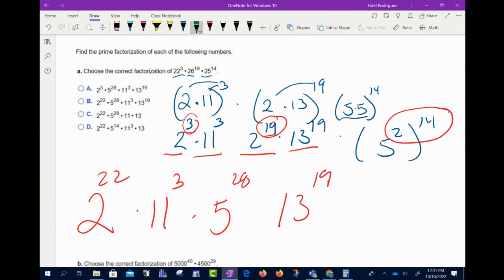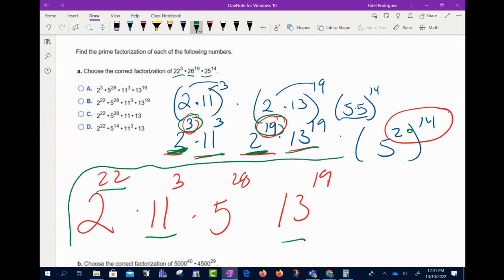Okay, so are we good on how I got to this part? No? Okay. So what I'm going to do with this guy here and this guy here, I'm just going to add their exponents together. So 3 and 19 gave me 22. The 11, I didn't do anything with it. I just wrote it down, right? The 13, same thing. I just wrote it down. And then these two end up getting multiplied. And that's how we got our 28.